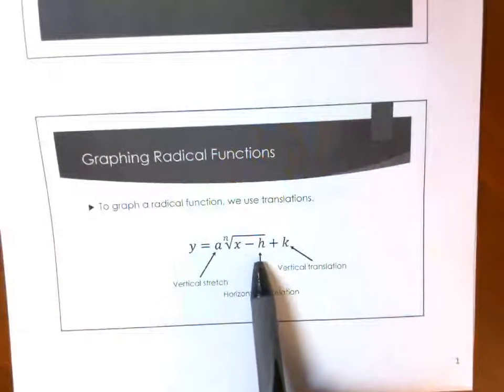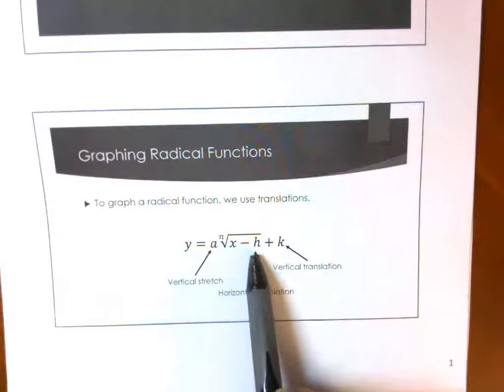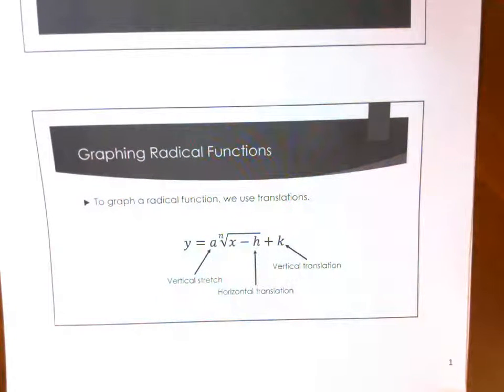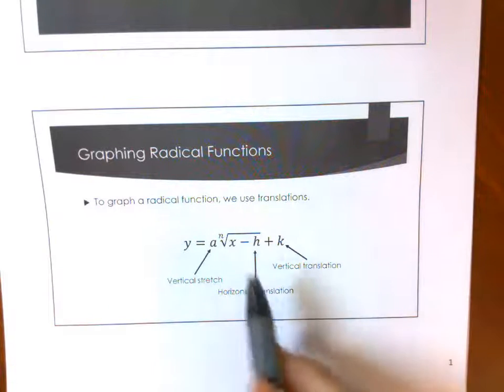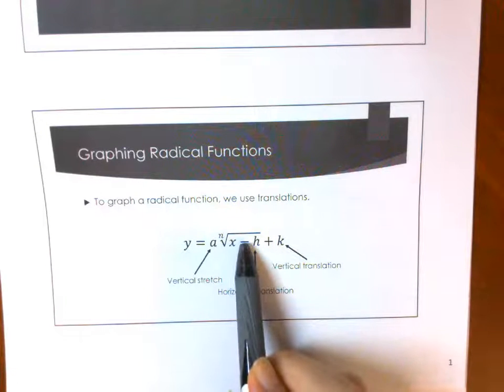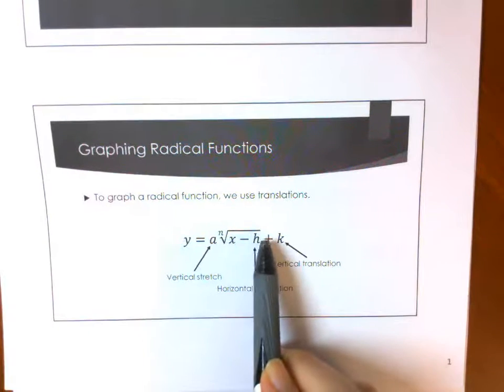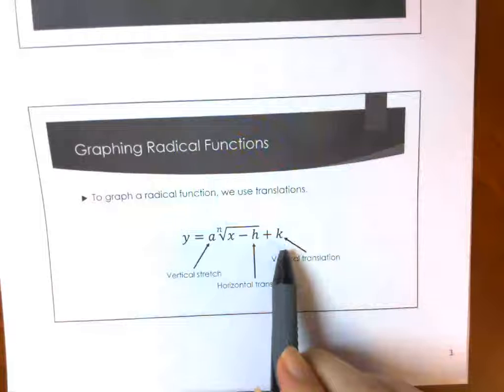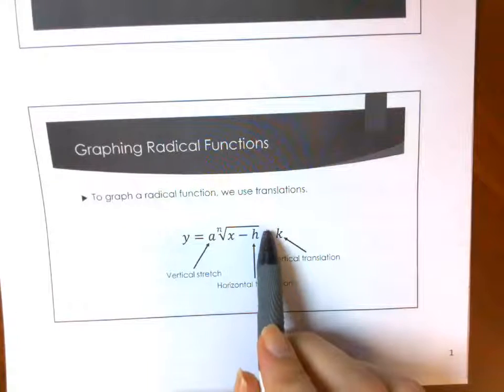We're going to look at horizontal translation. Anything that's under the radical that's added or subtracted means we move the graph left or right, but it's always opposite of the sign. Does that sound familiar? Maybe. Anything that's outside is a vertical translation, up or down, but the sign stays the same.